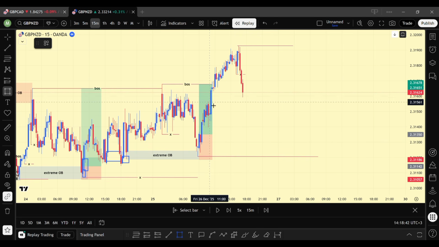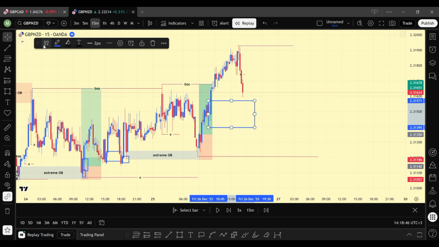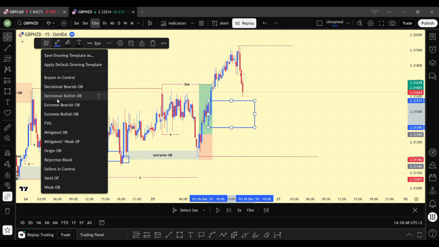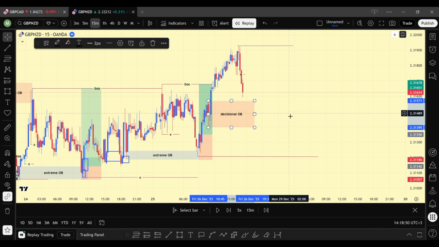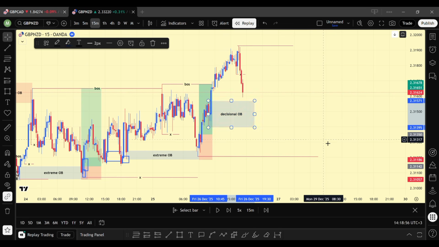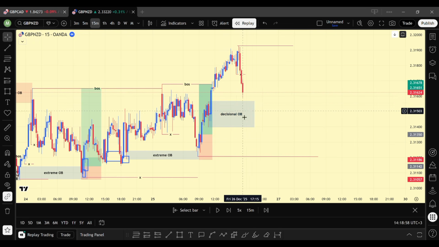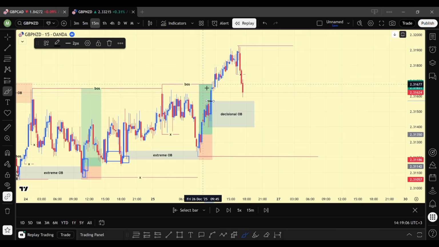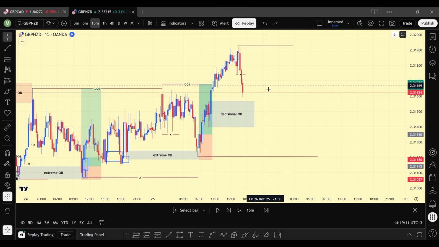I can see this one here is the, so that's our decisional exactly right there. So let me, okay, so this is not a bearish one, it's a bullish one. So it's a decisional bullish OB, needs to be blue. Okay, so that's the decisional bullish OB. Why that's the decisional? It is because it is the one that caused the break of structure. You can clearly see a break of this internal high as well as the break of this external high. So that's what we call the decisional.